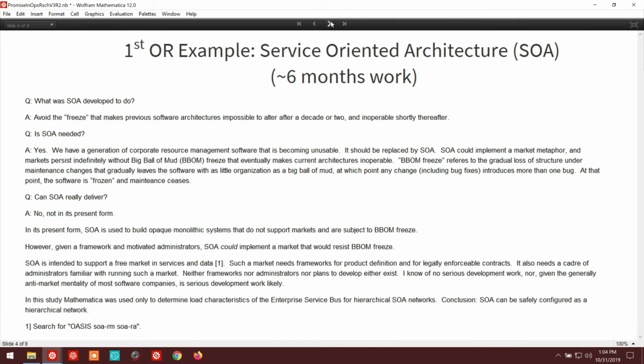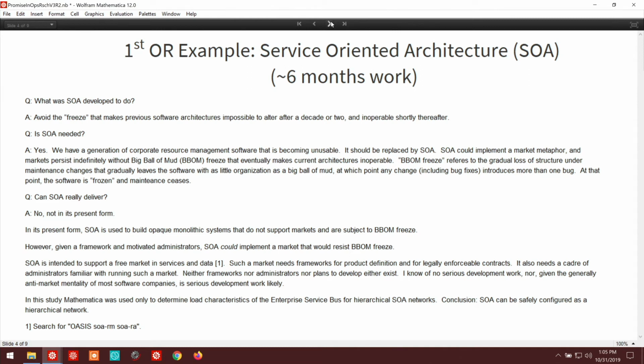Okay, next question. Is service-oriented architecture needed? And the answer there is yes. We have a generation of corporate research management software, huge things, that's becoming unstable. This software should be replaced by service-oriented architecture. Okay, why? Service-oriented architecture was intended to and actually could implement a market metaphor. And markets persist indefinitely without big ball of mud freeze. In other words, they went from an architecture that has to have big ball of mud freeze to one that historically has been shown not to be subject to that.